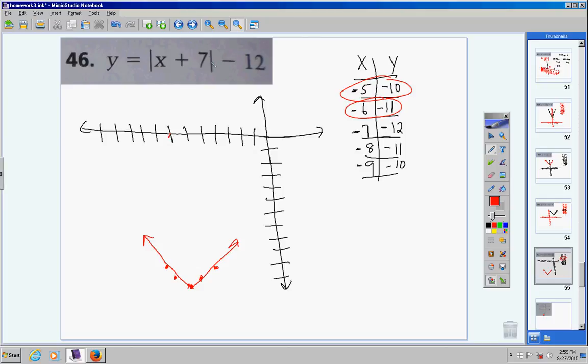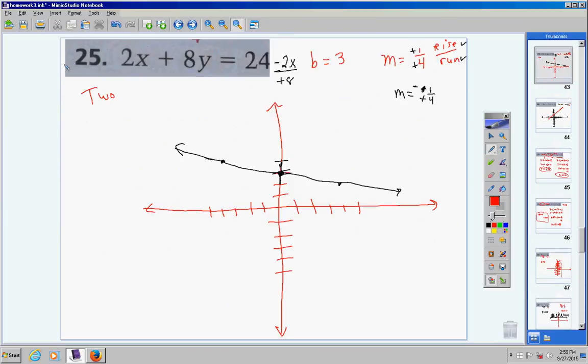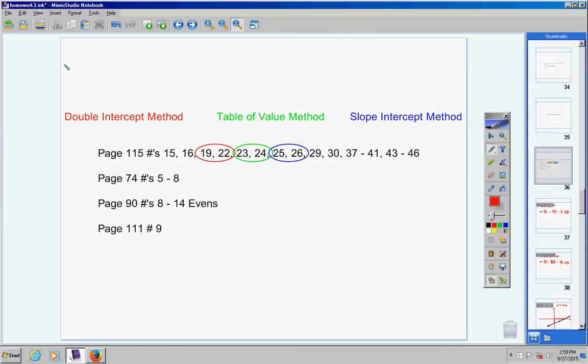Alright, moving on now to, I think, another page. Yes, we're moving on to page number... I honestly don't have that in front of me. Let me quickly glance at the review sheet here. Page number 74, then we'll go to 90, then page 111, so page 74.